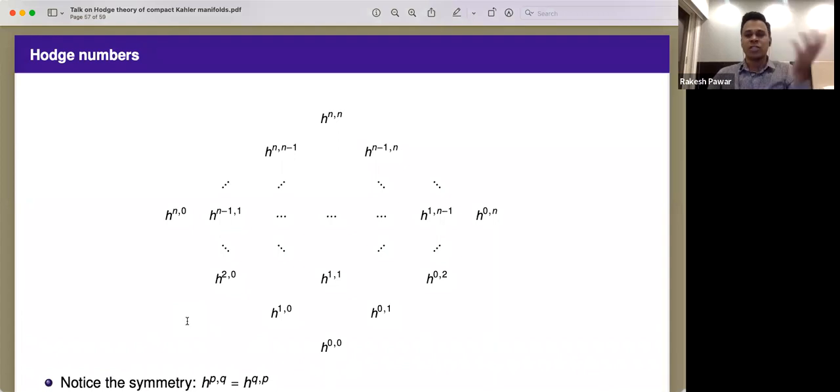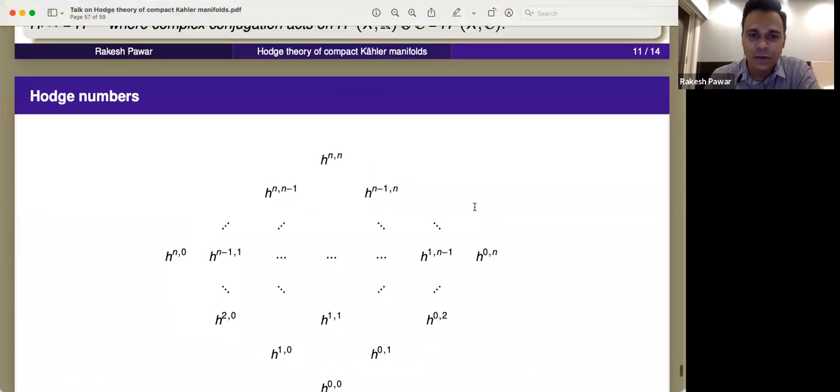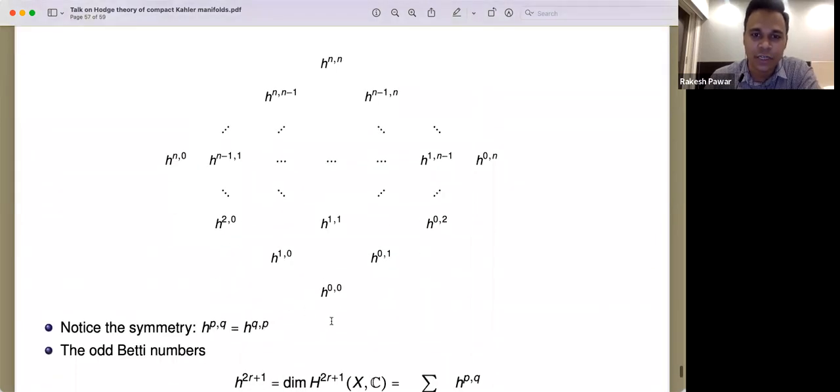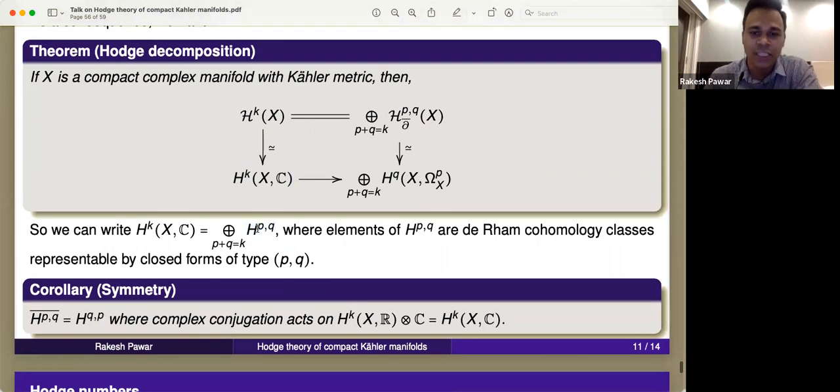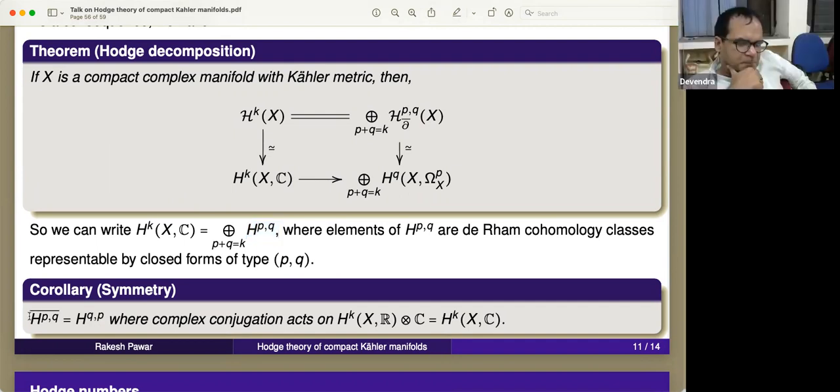Now, Hodge numbers are exactly, so there's something called the Hodge diamond. So h^{p,q} is just a definition. For some reason I didn't write a definition. h^{p,q}, h upper p,q, is just the dimension of H^{p,q} as a complex vector space, of this direct sum piece.